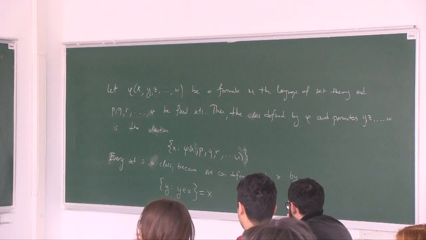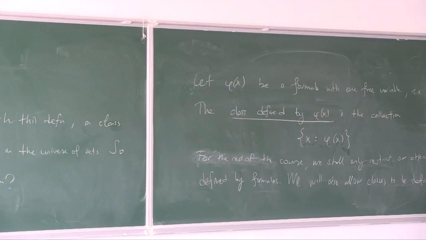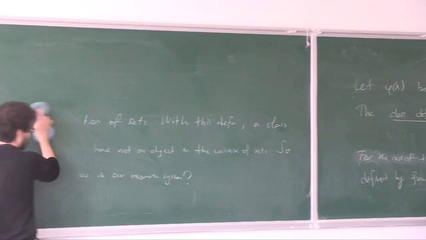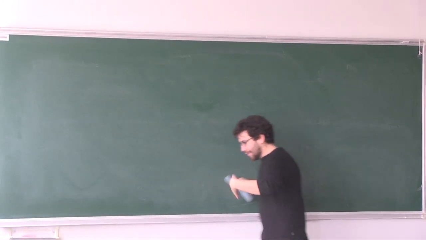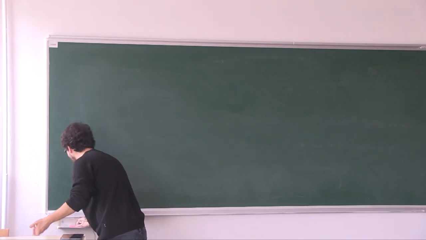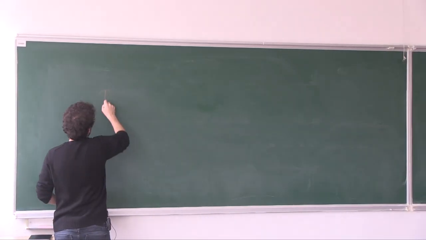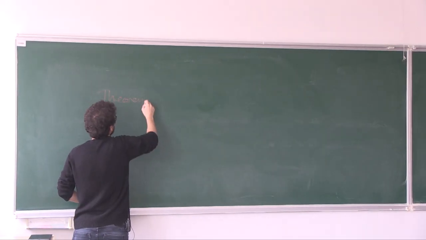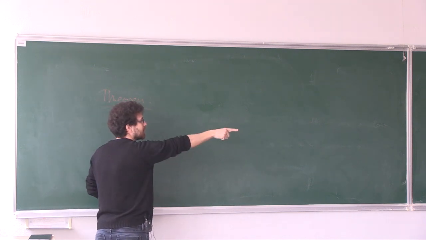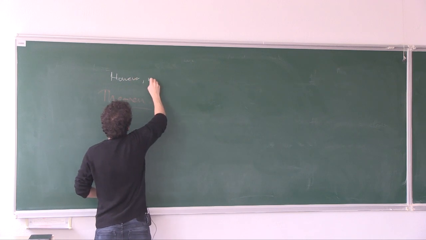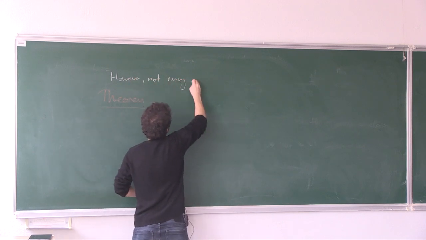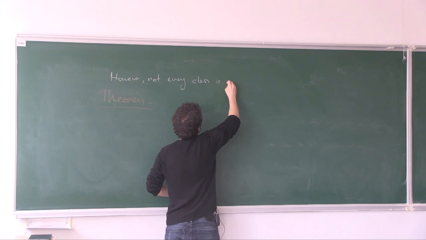However, not every class is a set. And this is going to be the first theorem in this course. We're going to prove Russell's paradox. Well, we're not going to really prove Russell's paradox because it's a paradox, but I'm just going to write a theorem and name it Russell's paradox because this is what it is. So every set is a class. However, not every class is a set.